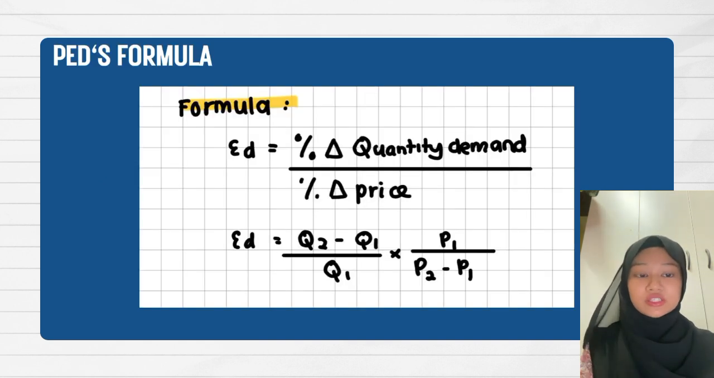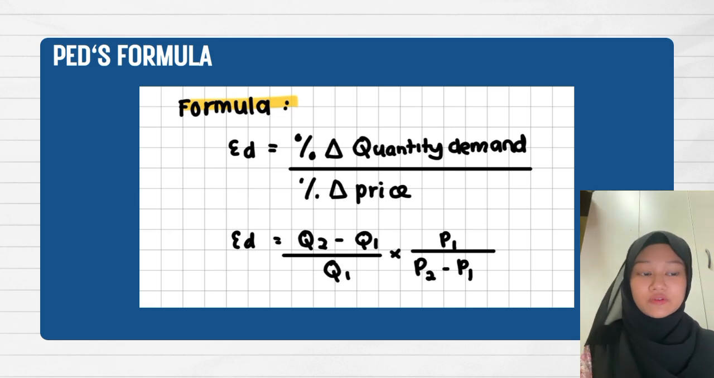As you can see here, this is the PED formula. What you have to do is divide the percentage change in quantity demanded over the percentage change in price. If you break down this formula, you get Q2 minus Q1 over Q1 multiplied by P1 over P2 minus P1. Q2 stands for the new quantity demanded, and Q1 stands for the old quantity demanded.